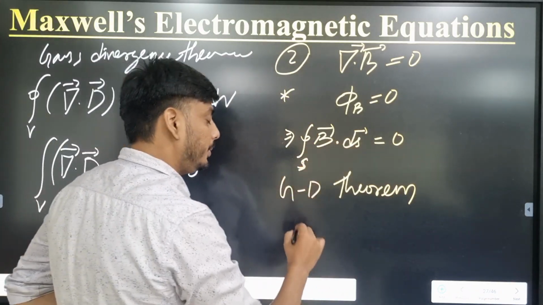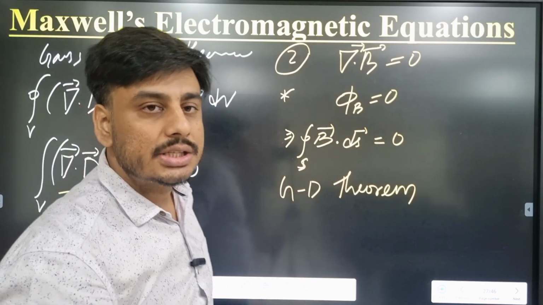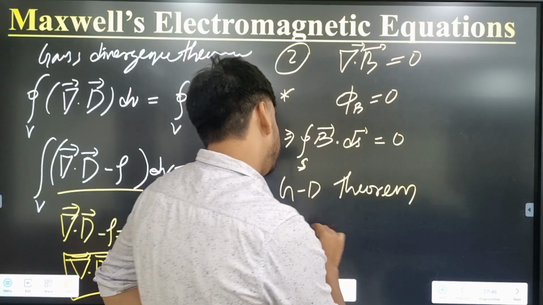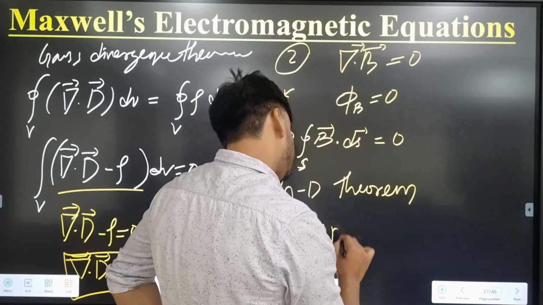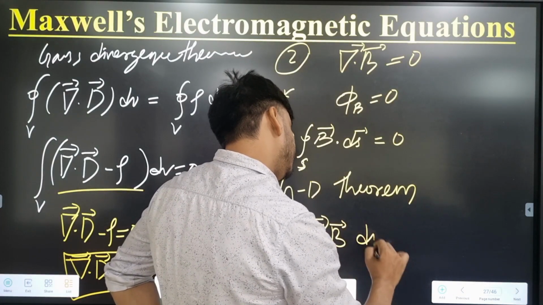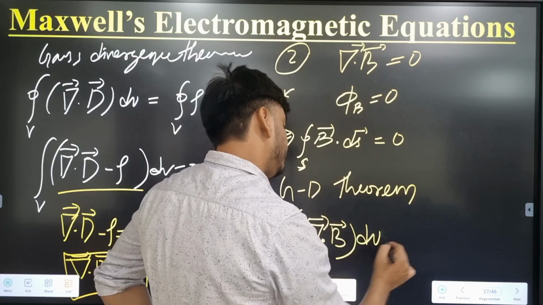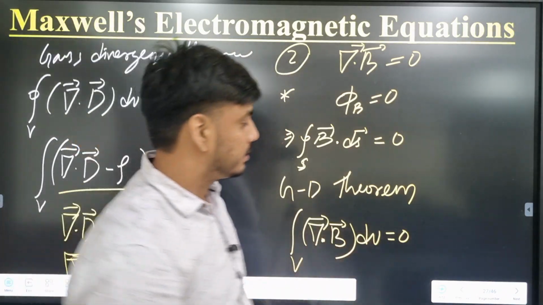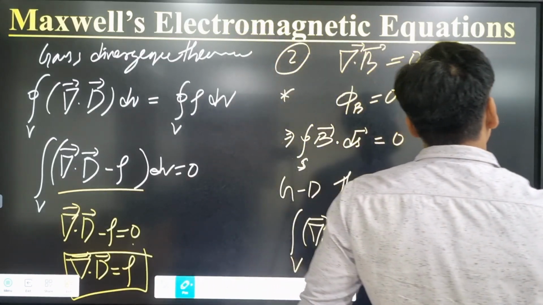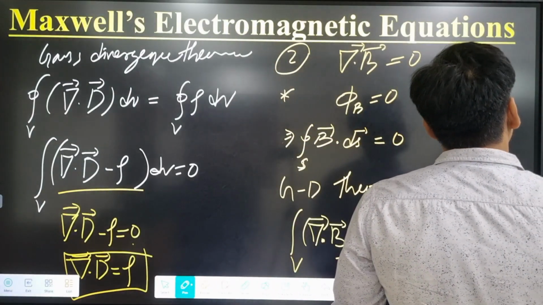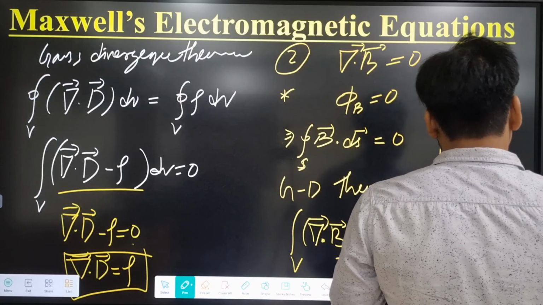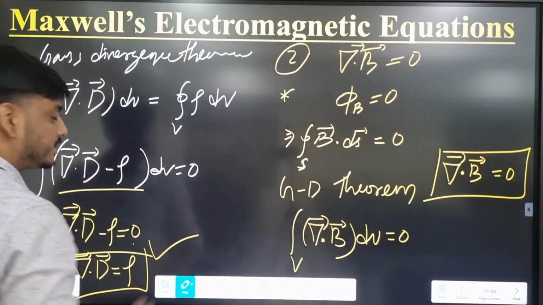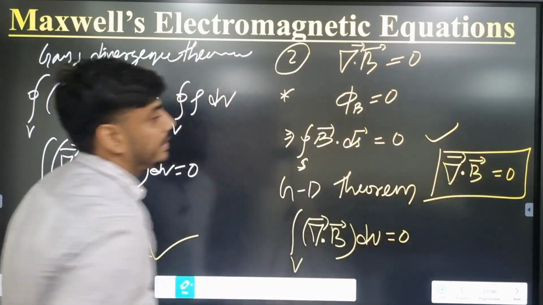So surface to volume: as we know, A dot dS equals div A dV. Similarly, B dot dS will be div B dV. So del dot B dV integrated over V equals 0. And the integration of a quantity being 0 means the quantity is 0. That means del dot B equals 0. So this is the derivation of the second equation. We have derived the first equation, and we have derived the second equation.